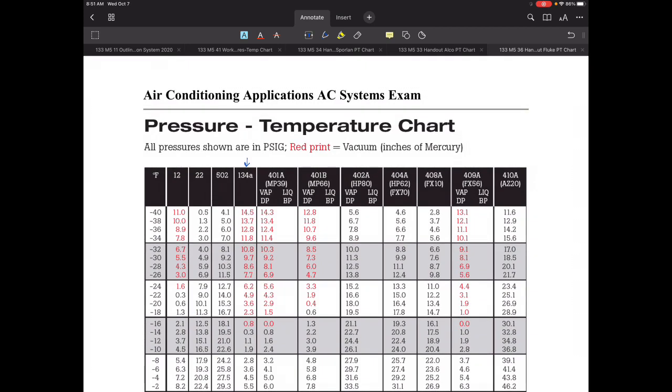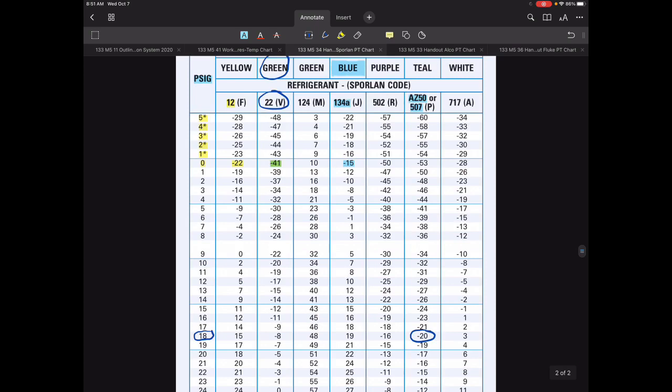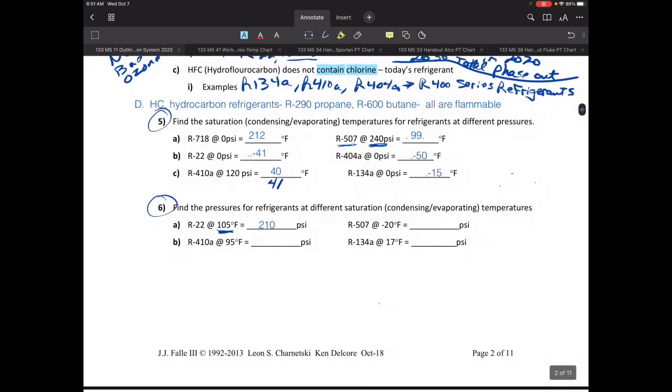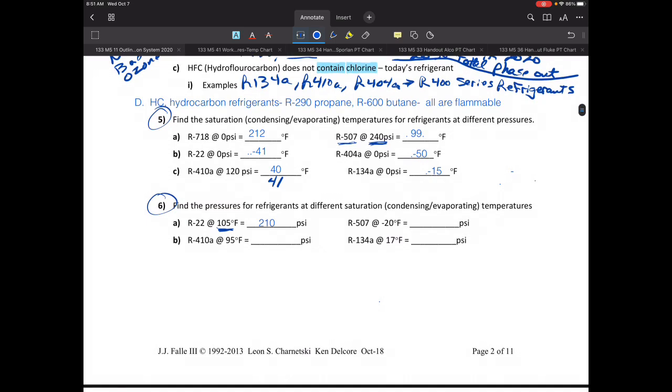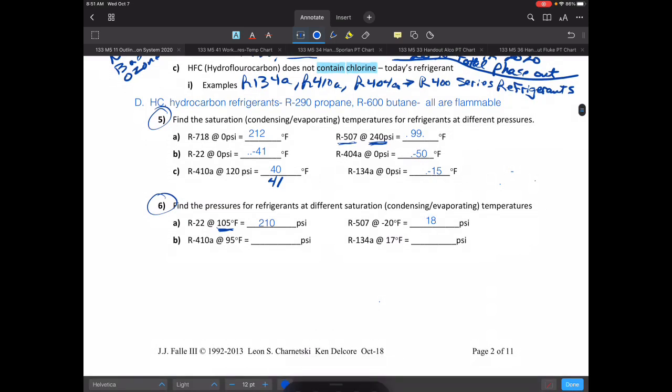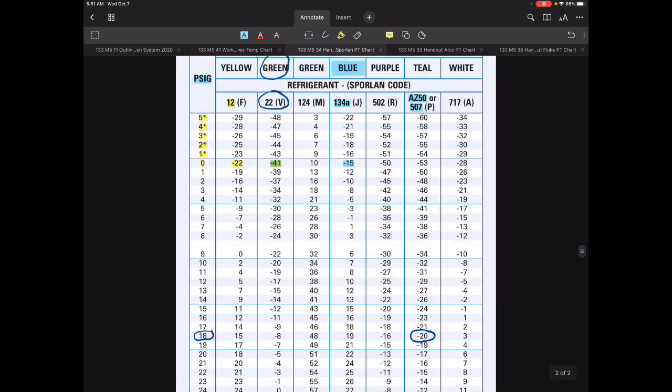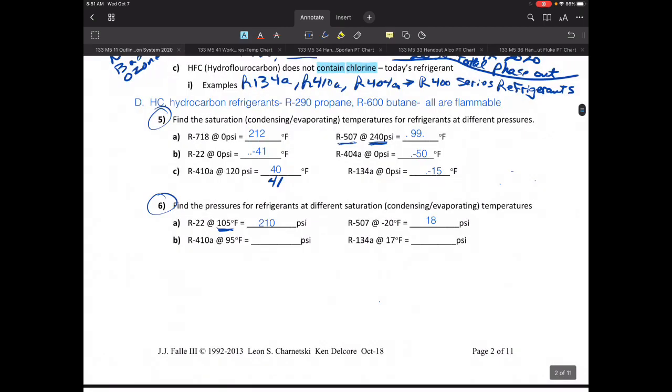So I think, considering what we had on the Sporlan chart, I think we have the minus 20. We list the pressure in there at 18 psi would be adequate. I have other applications that will actually have our 507 at minus 20 listed at 17.5 psi. So I'll go with the 18 psi that we had identified. So again, minus 20 degrees Fahrenheit, and 18 psi is sufficient, so close enough.